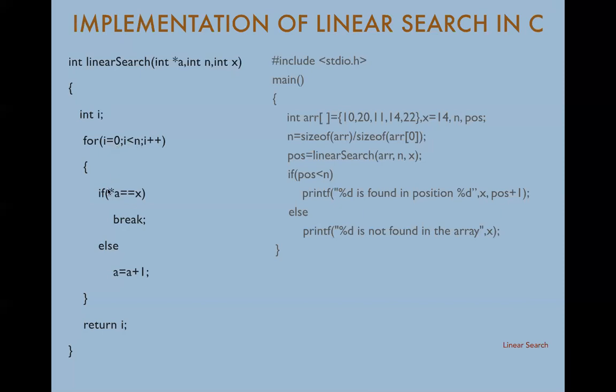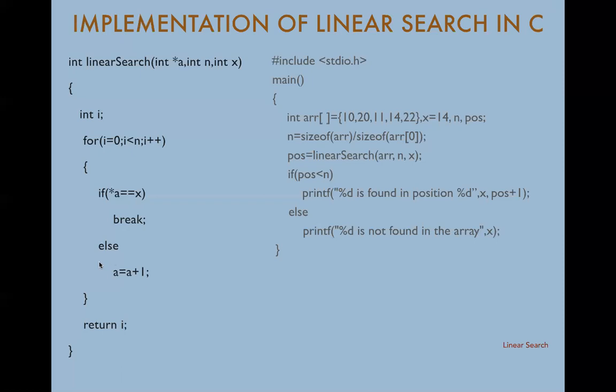Now what is a? Address of the first element of the array. What is star a? Value present in the first element. That is, star a is nothing but arr of 0. So is that equal to X? If it is equal to X, then come out of the loop and return the i value. That is, when i equals 0, I have found it. I have compared and I find that the search value is equal to the array element. So I just break and return the position.